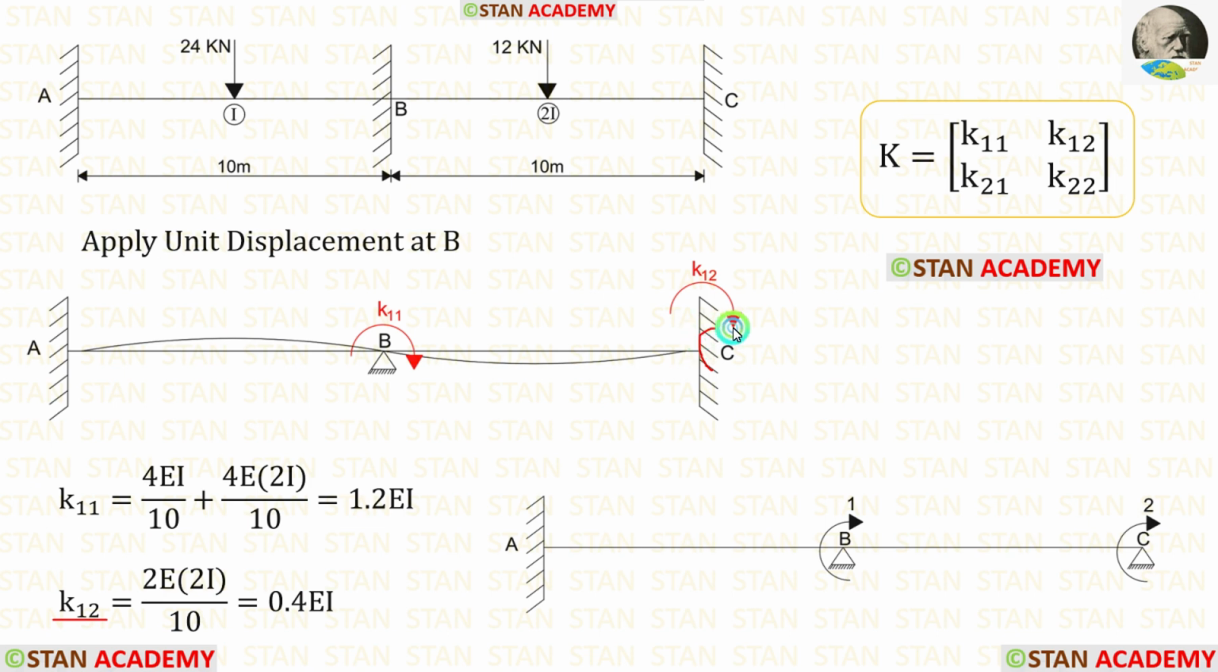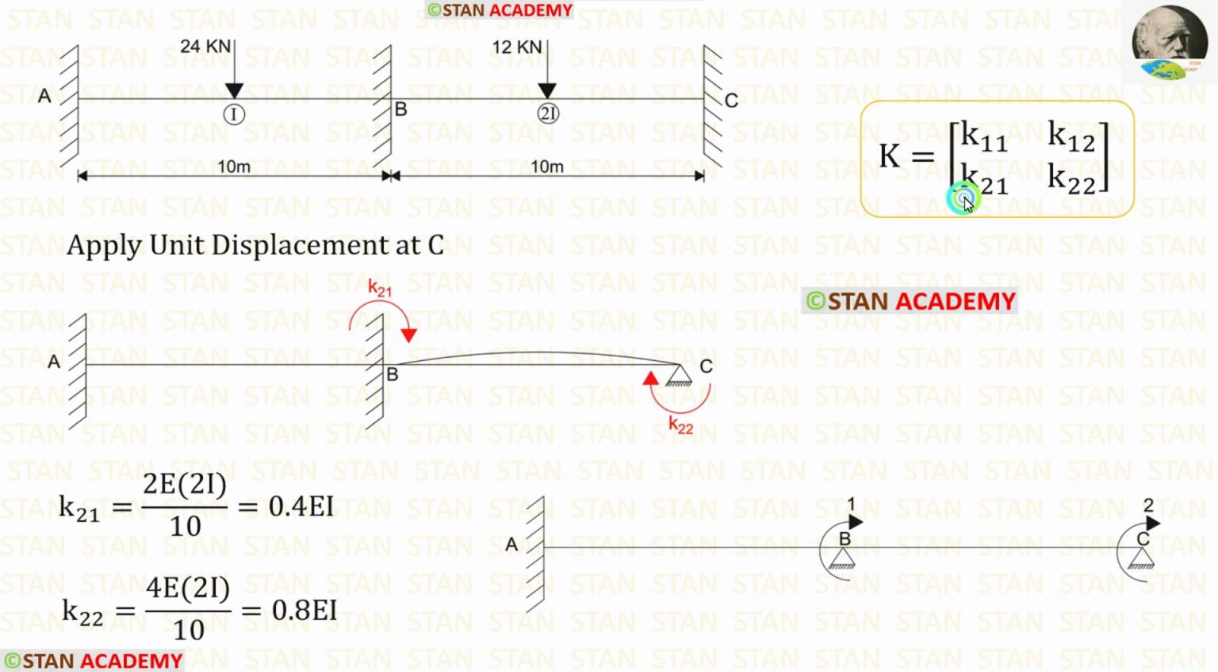For that, from the point C, we have to look on both the sides. On the right side, there is nothing. On the left side, there is a hinged support. If the far end is hinged, the formula for the stiffness is 2EI upon L. Length of BC is 10 and the moment of inertia is 2I. Let us apply them. Finally, for K12, we are getting 0.4 EI.